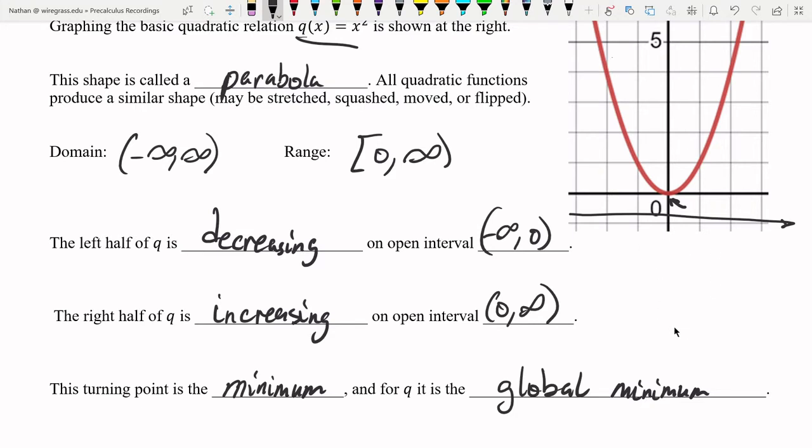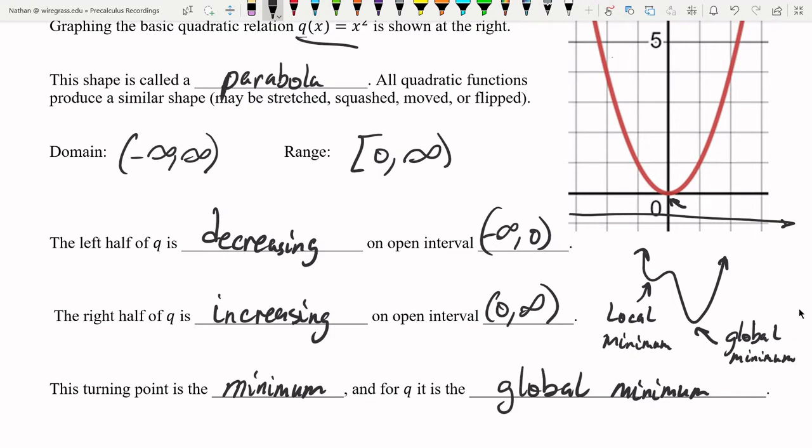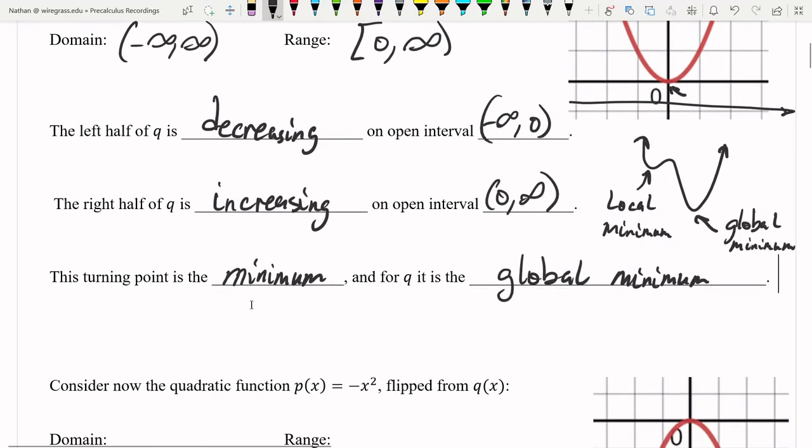If it weren't the global minimum, for instance, if this is what the function looked like, this would be called a local minimum. This one here would also be a minimum. It is a local minimum as well as a global minimum for this function that I've drawn. But a more specific term would be either local or global. All global minimums will be local minimums too.